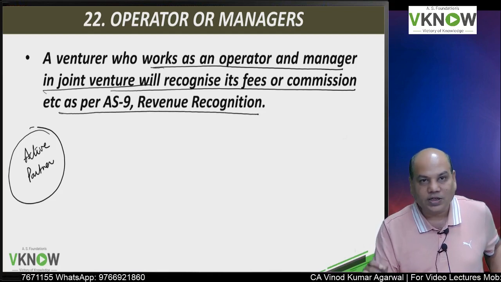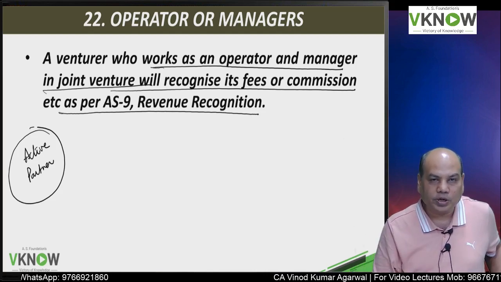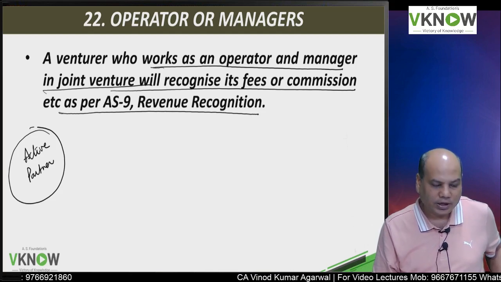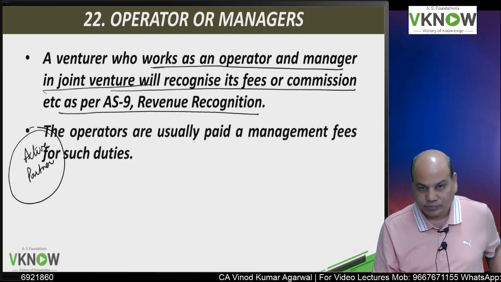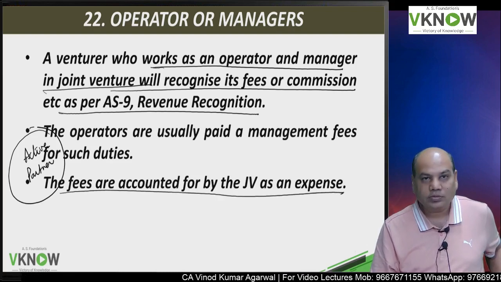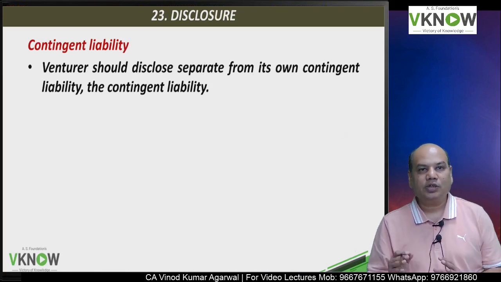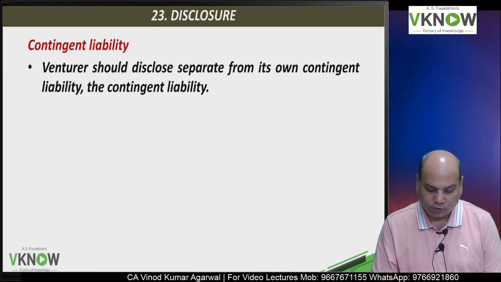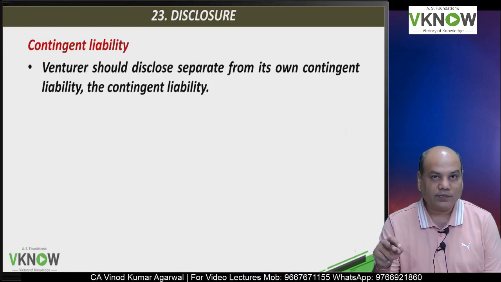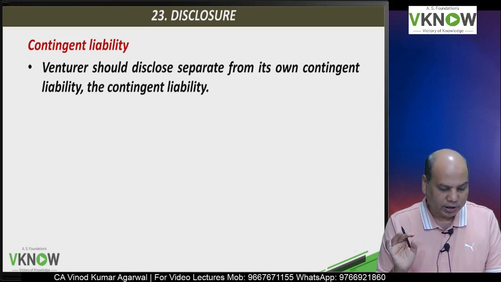Accounting of that fees or commission received by the venturer or the operator will be done as per accounting standard 9, revenue recognition. In the books of joint venture it will be shown as an expense, in the books of venturer it will be shown as income. And now we'll come to the last part, then you will study the chart that I have given to you below for your more conceptual clarity purpose.